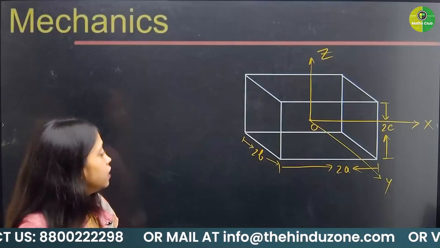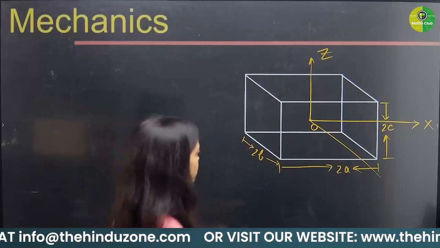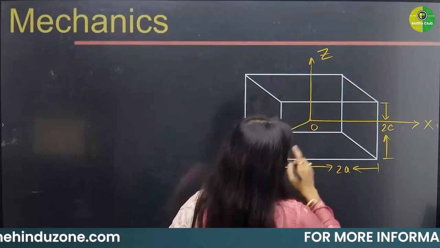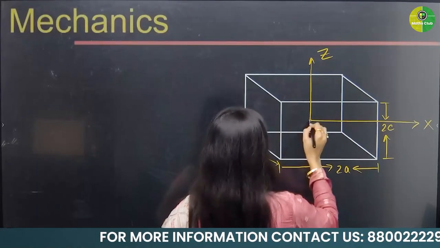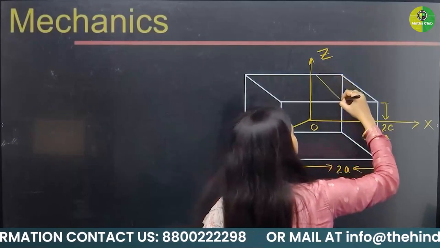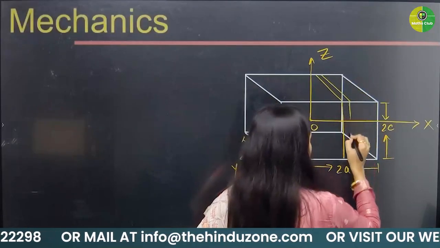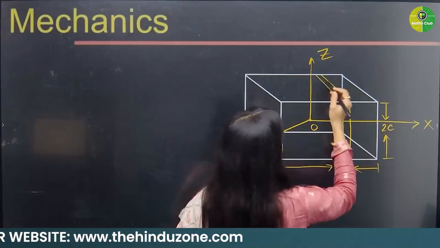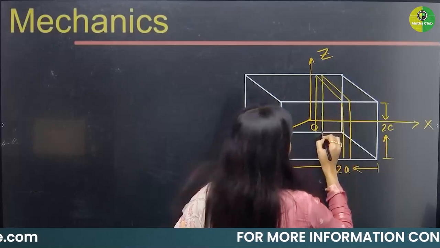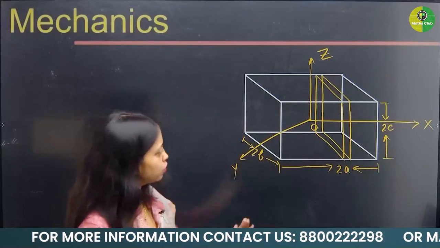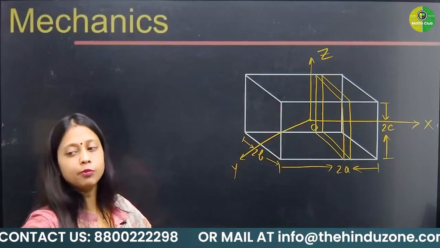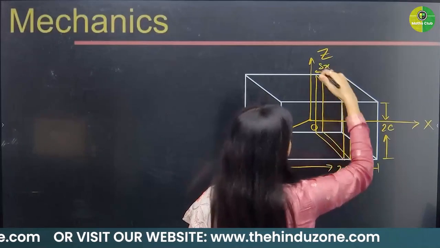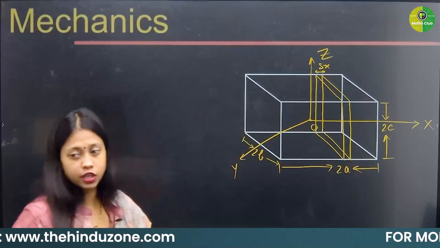Next, let us draw y this side. Let us consider a small rectangular sheet here. This is the elementary portion of the rectangular parallelepiped that we have considered. Obviously this is del x, and other than that, the length and breadth of this rectangular sheet are 2b and 2c.